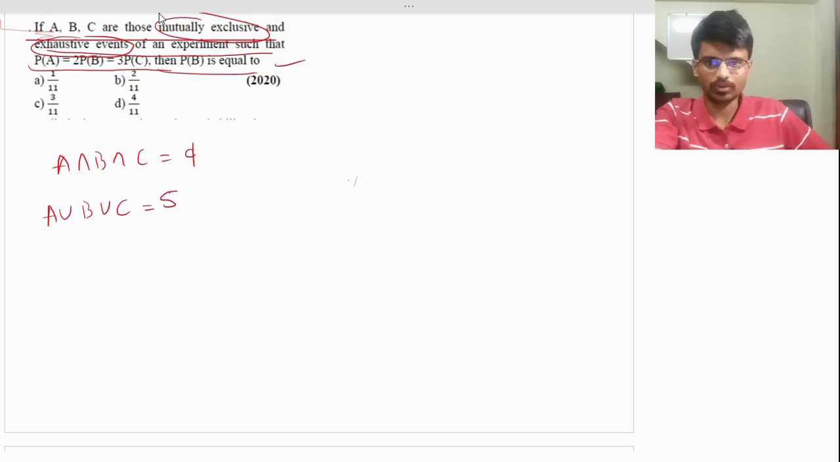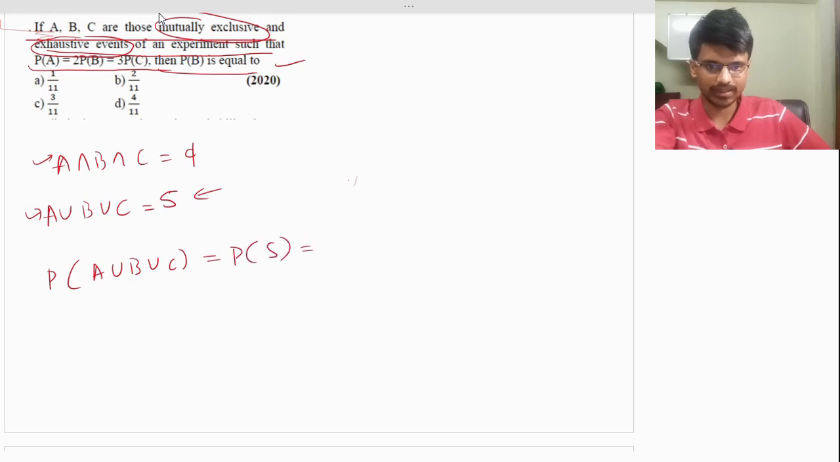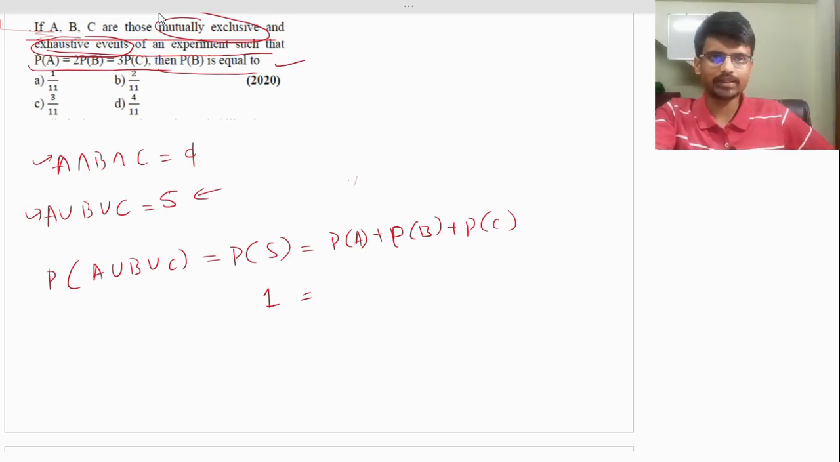So what happens now? Because the intersection between them is an empty set and the union is the entire set. So what happens to my P of A union B union C equal to P of S, that is my complete sample space, P of A plus P of B plus P of C, right? P of S, what is P of S? P of S is 1, right? What is the probability that an event from S can occur? It is 1. We are 100% sure that it will occur. So it is 1.